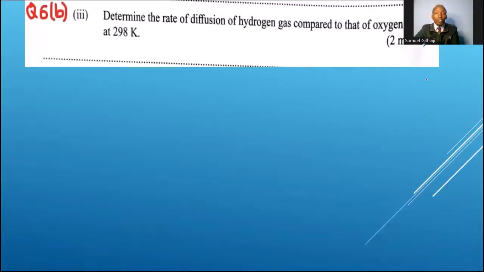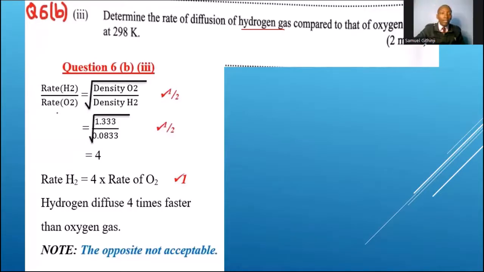Determine how the rate of diffusion of hydrogen compares with that of oxygen gas. It is hydrogen versus oxygen. So how do we go about that? The formula: the rate of hydrogen divided by the rate of oxygen equals the density of oxygen over density of hydrogen. This is inversely proportional. You can see it's inverse. With that, we already had the densities. You can work out, you get 4.